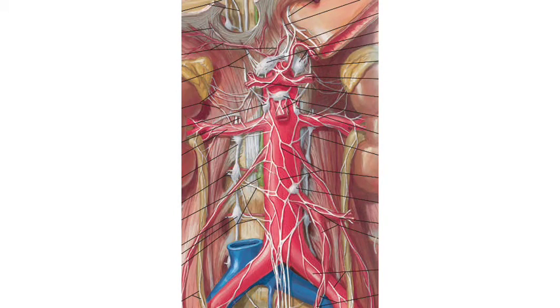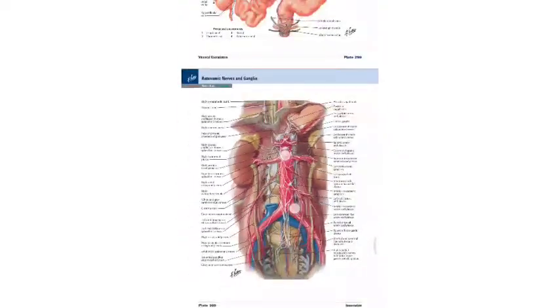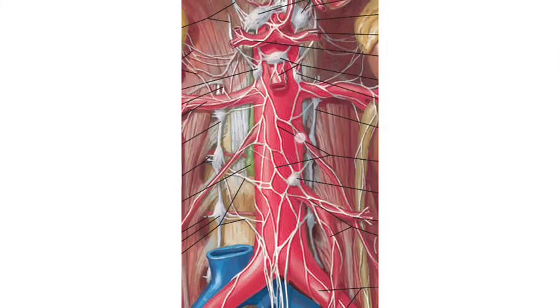Next we will see the second one, that is the intermesenteric plexus. This intermesenteric plexus does not contain any ganglion. It extends as a downward continuation of the coeliac plexus and intervenes between the superior and inferior mesenteric arteries. This is the inferior mesenteric artery, this is the superior mesenteric artery. So this region will be the intermesenteric plexus.